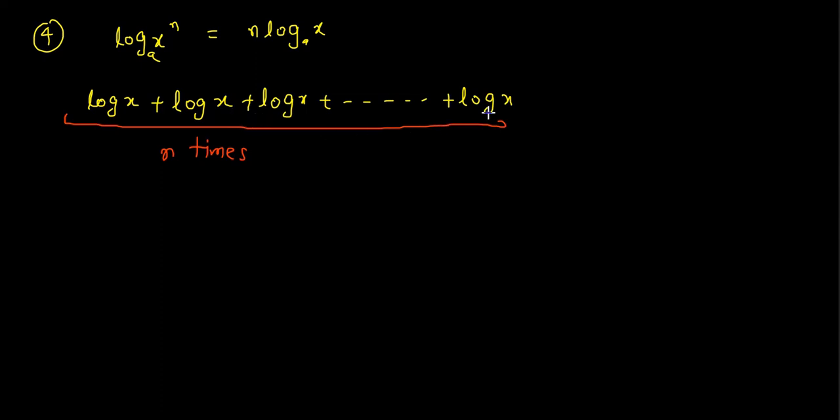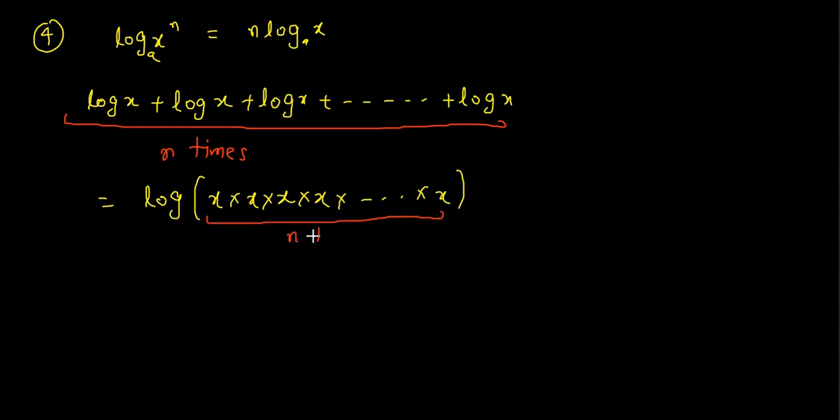Now according to the property that log x plus log y is equal to log xy, all these x will get multiplied. So I will write this as log of x multiplied by x multiplied by x and so on, lastly multiplied by x, and how many multiplications are there? This is n times. So this will be log of, if a number x is multiplied n times, I can write this as x raised to power n.